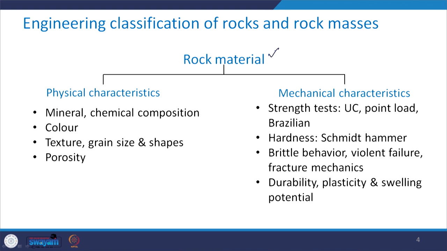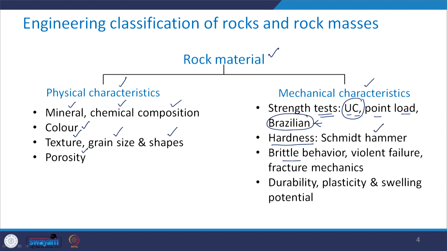Now coming to the rock material, what is this? This is intact rock. We saw its physical characteristics and mechanical characteristics. The physical characteristics included mineral and chemical composition, its color, its texture, grain size and shapes, and porosity. However, when we talk about the mechanical characteristics, here we have strength tests. What are these strength tests? Unconfined compressive strength test, then point load strength index test, Brazilian test. Out of these, we have already seen the unconfined compressive strength test and also the Brazilian test. Then hardness, which is determined by the Schmidt hammer test.